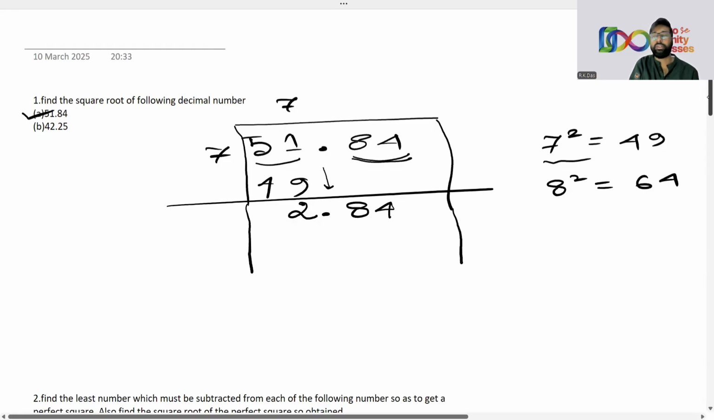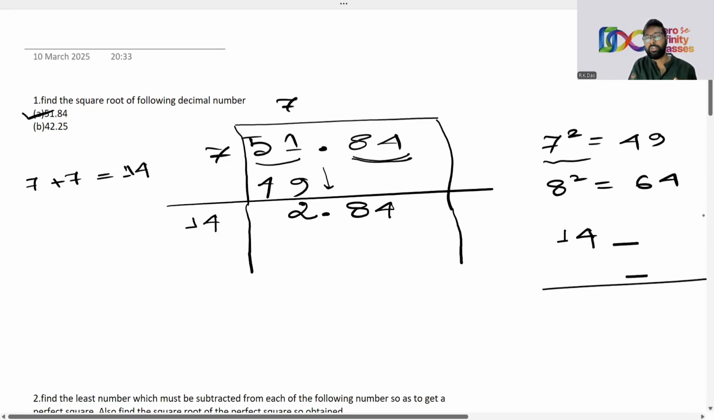Okay. So now the next step is what? Next step is we have to add 7 with 7, which is nothing but 14. So I'm writing 14 here, and here also I'm writing 14. Fine. And here we have to take a number in such a way that after multiplying we'll be getting 2.84. So that means we need 284. So for 284, the last digit is what? 4.